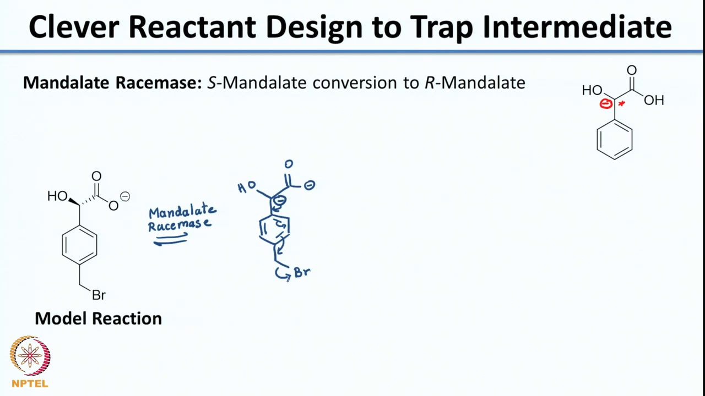Since you have a very nice leaving group here, you will get the elimination product. Once you form this elimination product, indirectly you know that you have generated the carbanion intermediate. So this is a very nice method where one can use a model reactant to trap a particular intermediate. This shows you a very nice example of how the reactant was modified to give you insight into how an enzyme works in biology.